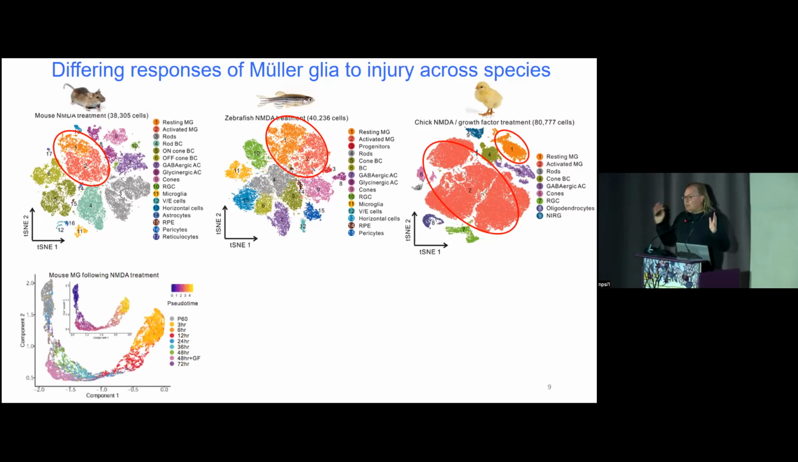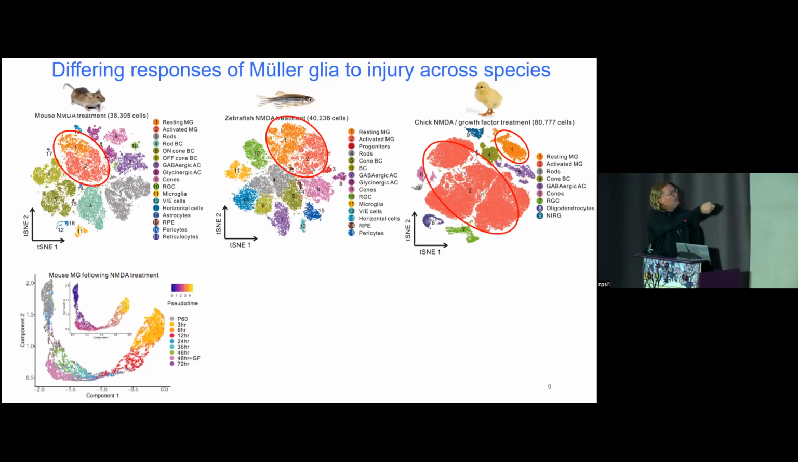The behavior of the glia following injury is very different in all 3 species. What we can do in each species is digitally isolate the glia, and then we can ask what changes over time, or what changes in response to injury, using a pseudo-time analysis, where we simply just take each of the cells.